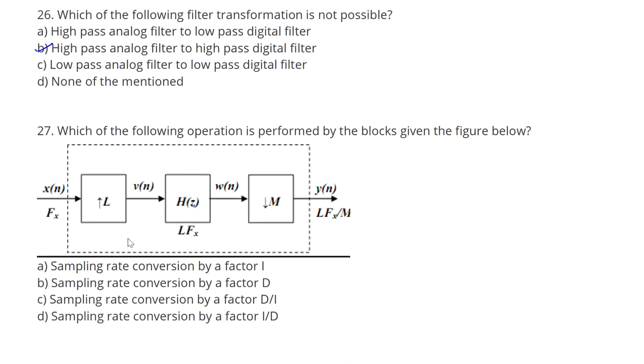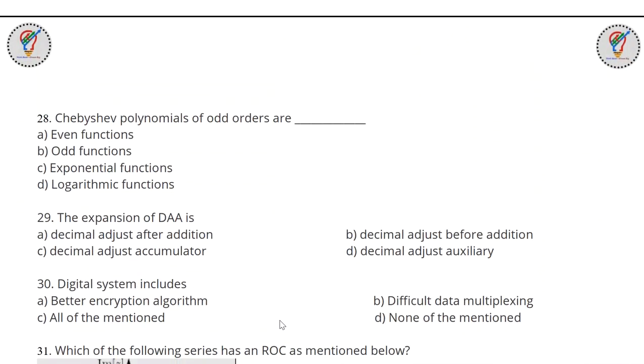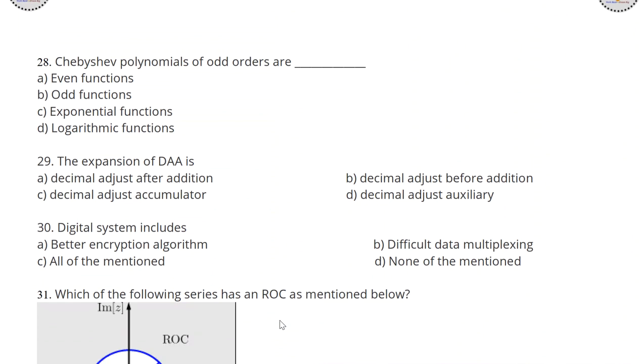27th question here. Which of the following operations is performed by the blocks given in the figure below? Okay, so here the correct answer for this question is sampling rate conversion by a factor of I/D. Next one. Chebyshev polynomials of odd orders are, so they are odd functions. So for 28, B is the answer.